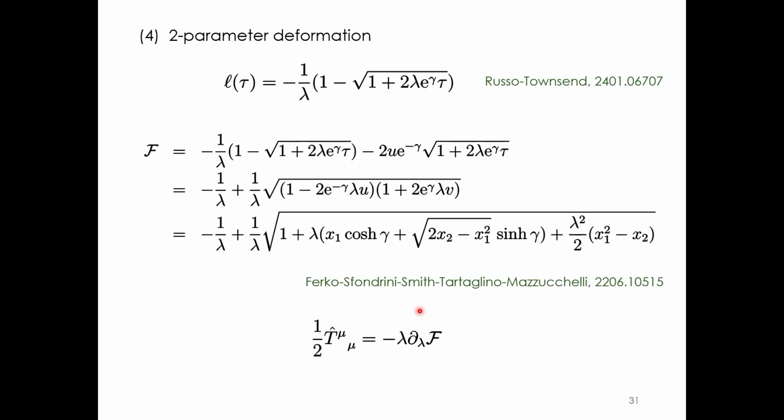Then we may consider, as possible generalizations, mixtures of TT-bar deformations and root TT-bar deformations. This is given by this one. Then we can get these somewhat complicated classical Lagrangians. This was obtained by Ferko et al. in these papers by solving the general flow equations. In this case, the trace of the energy momentum tensor is not zero.